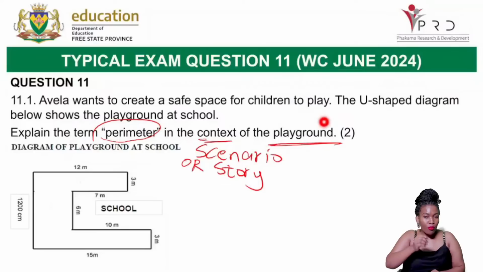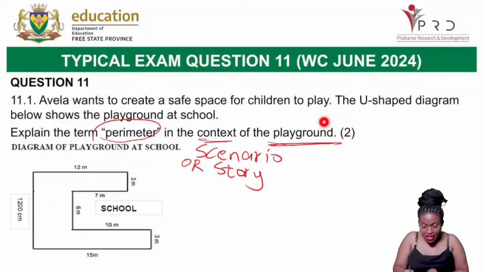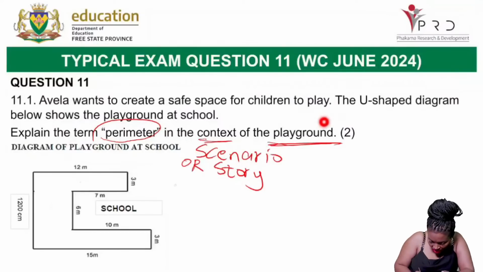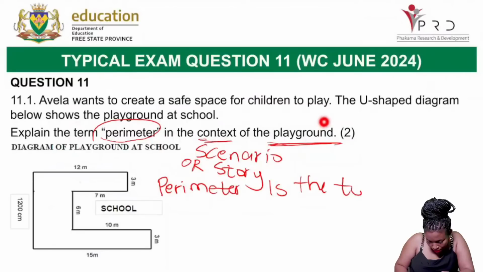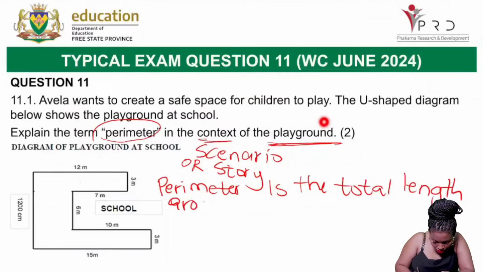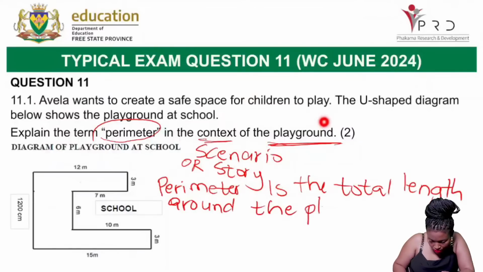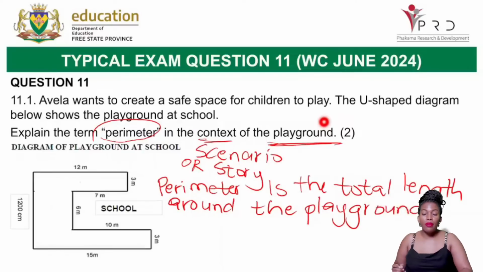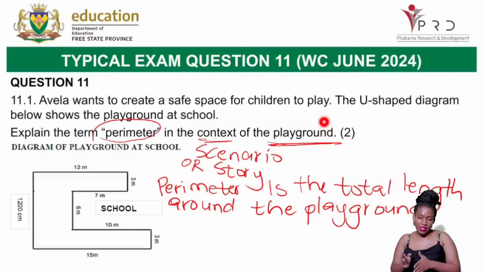But this time, we're not talking about a shape. What are we talking about? About the playground. So we'll then say perimeter is the total distance or the total length around the playground. So that is how we will answer this question.